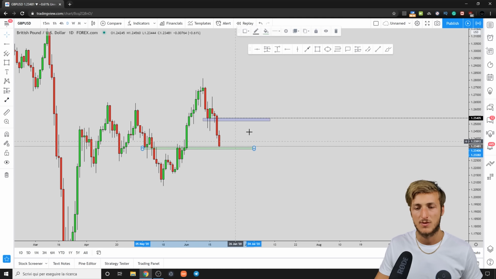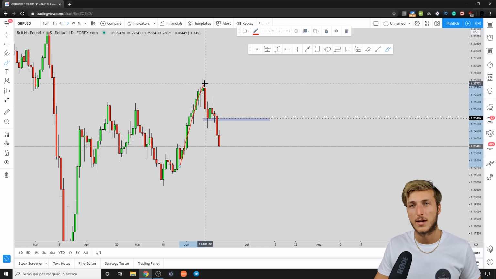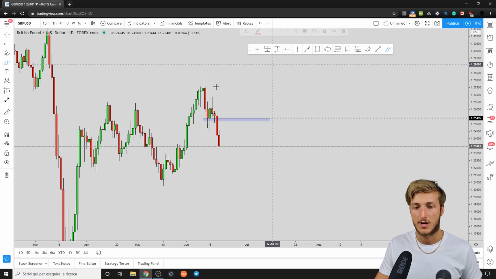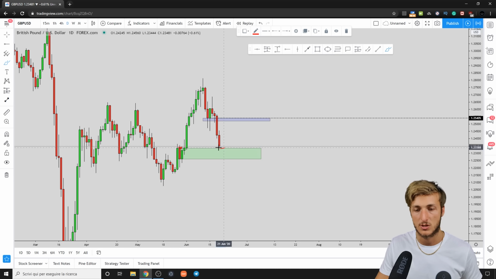Because actually, let's be even more precise, because before starting all this move to the upside, there is one last red candle that the market created, which is this red candle here. Now this zone is a very strong demand area for this market. It was the previous resistance, which is now turned support.